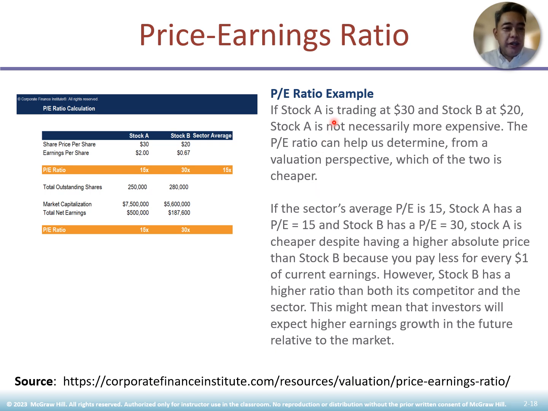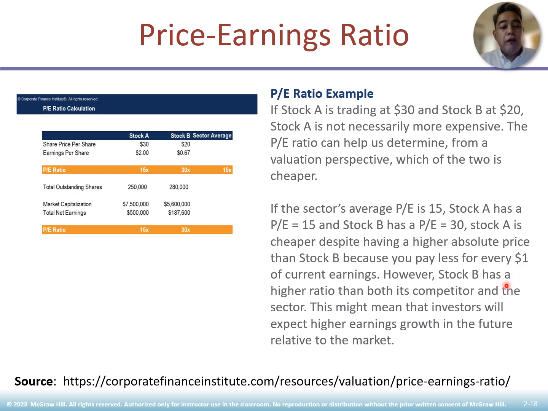Now, here is the explanation for that one. Stock A is trading at 30 and stock B is at 20. Stock A is not necessarily more expensive. The PE ratio helps us determine from a valuation perspective which stock is cheaper. If the industry average is 15, stock A is 15 already on your PE ratio, and stock B is 30. Stock A is cheaper despite having a higher absolute price than stock B, because you pay less for every $1 of current earnings.